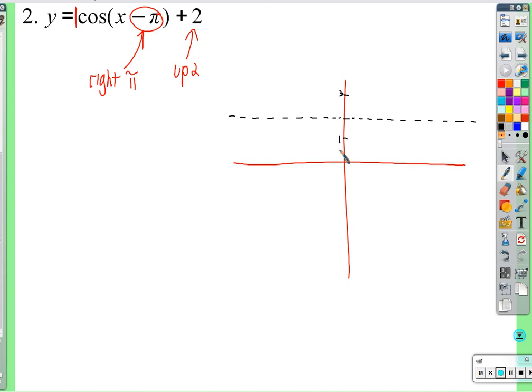So its period is the same as normal, just two pi. Depending on what we want to do, we could mark off a full period, actually draw it and then move it, or we can say, I know where it's going to be if it's normal, and then I'll move it to the right. Okay, I'm going to go ahead and draw it. So the cosine typically looks like that. It starts at the maximum, crosses the midline, goes down to the minimum, crosses the midline again, and up to the maximum.